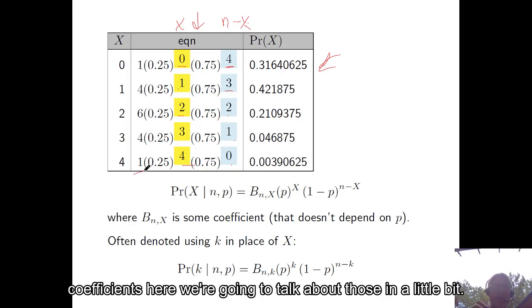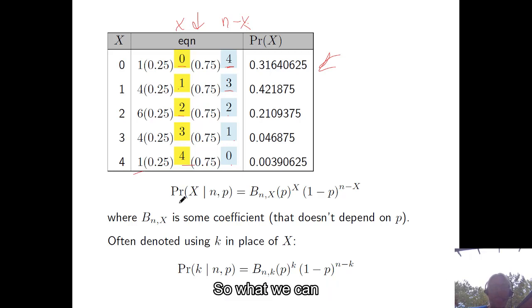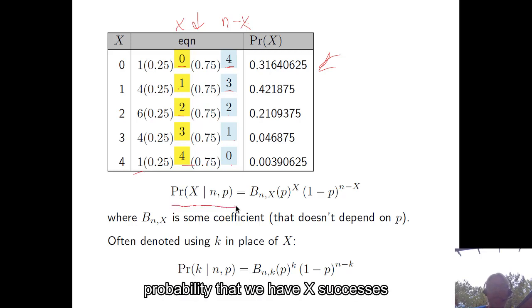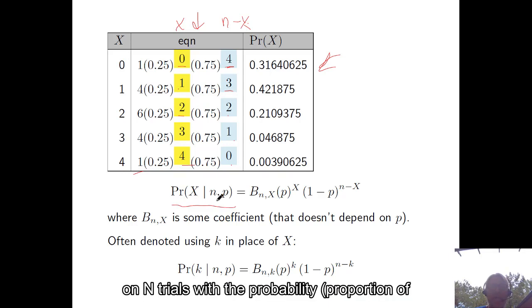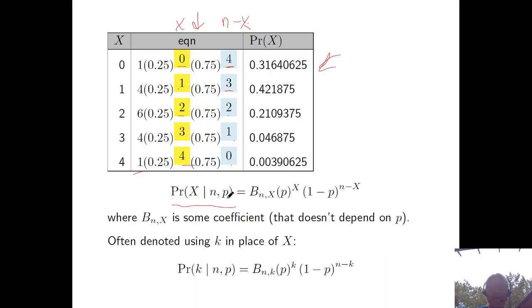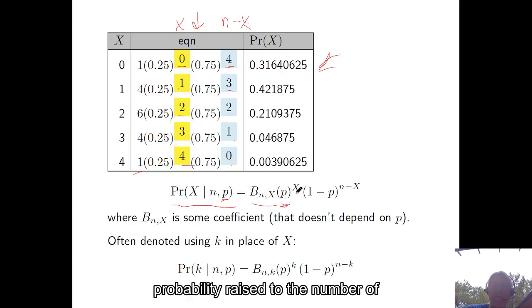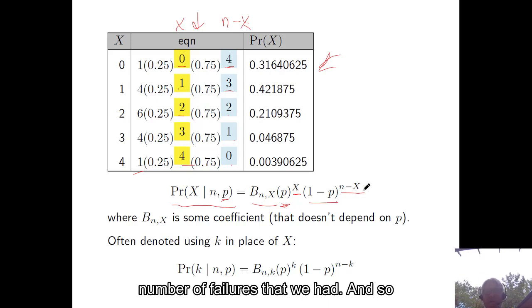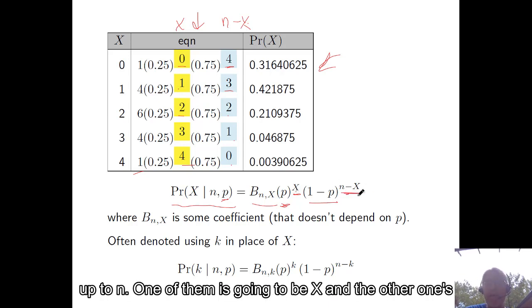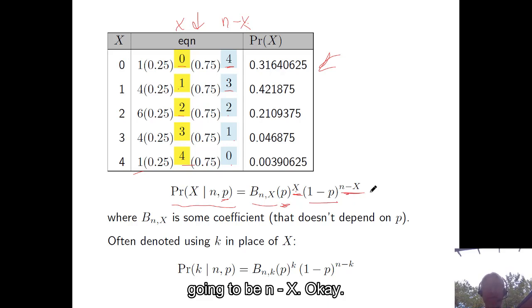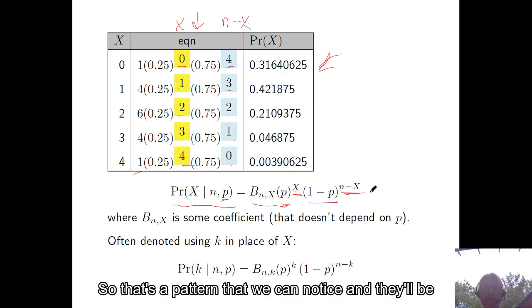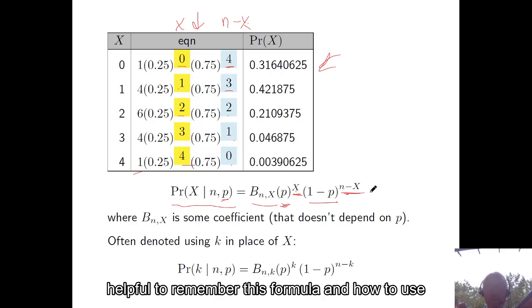We've got some coefficients here. We're going to talk about those in a little bit. So what we can extract from this is the probability that we have x successes in n trials with the proportion of successes per trial of p. The probability is just some coefficient we're going to talk about in a second, and it's going to be the success probability raised to the number of successes that we're interested in, and the failure probability raised to the number of failures that we had. And so these two exponents should always add up to n. One of them is going to be x, and the other one's going to be n minus x. Okay? So that's a pattern that we can notice, and it'll be helpful to remember this formula and how to use it.